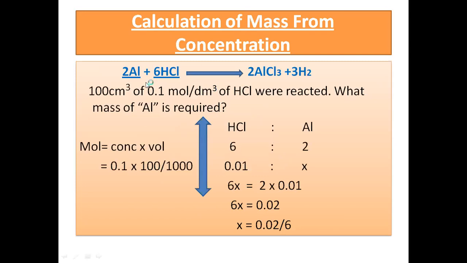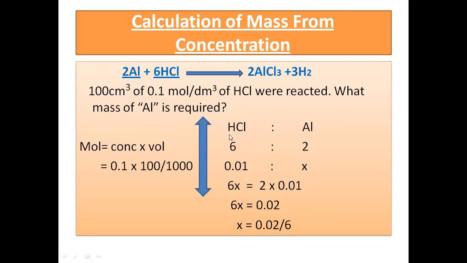Another example involves the calculation of mass from the concentration. We have 2 moles of aluminium reacting with 6 moles of hydrochloric acid, forming 2 moles of aluminium chloride and 3 moles of hydrogen gas. If 100 centimeter cube of 0.1 mole per decimeter cube of hydrochloric acid were reacted, what mass of aluminium is required? Here 100 centimeter cube is the volume, 0.1 mole per decimeter cube is the concentration, and we have to find the mass of aluminium in grams.